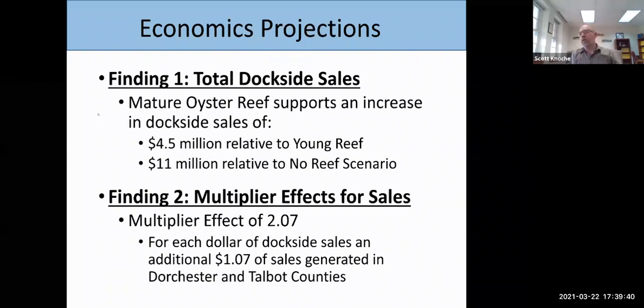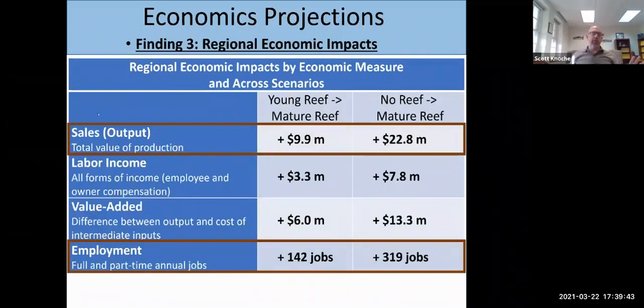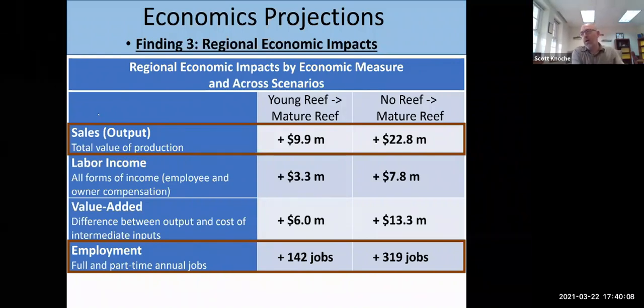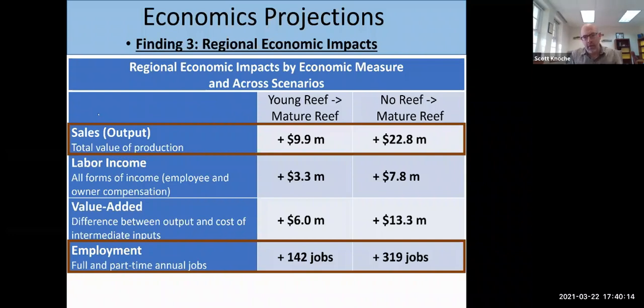species, right? Now let's move a little bit quicker through some of this. And here are those metrics I told you about, those economic metrics that are used in these regional economic impact analyses. You have sales, labor income, value-added, employment, and then a comparison between a young reef and mature reef. So what we found at the top square, and if you compare the mature reef to before restoration even started, we're talking about $23 million in annual sales impacts to commercial fishers and associated industries in the regional economy because of oyster reef restoration.